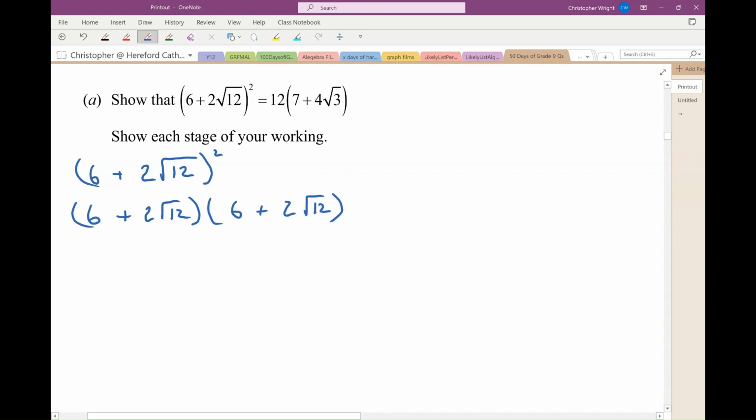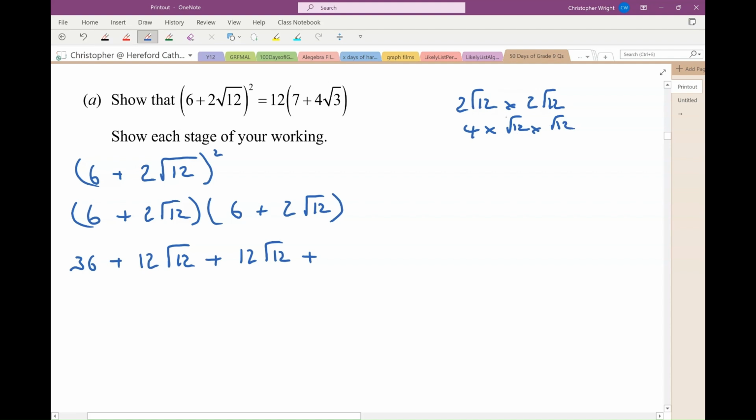See what happens. So 6 times 6 is 36. Plus 6 times 2 root 12 is 12 root 12. Plus 2 root 12 times 6 is 12 root 12. Plus, and now I'm doing this, 2 root 12 times 2 root 12. Well, that's 4 times root 12 times root 12. Root 12 times root 12 is 12, so that's just 4 12s, 48. So now let's simplify this. I've got 36 and 48, that's 84, plus 24 root 12.